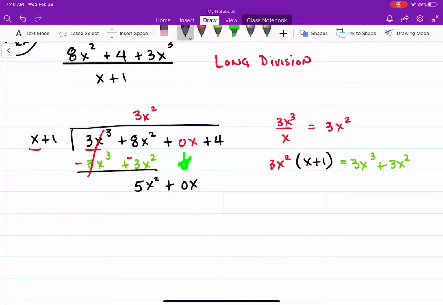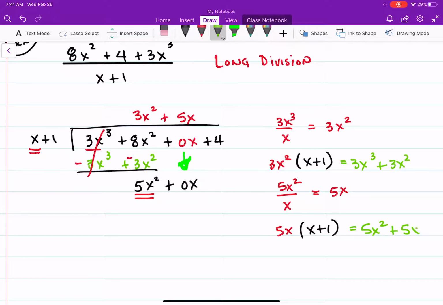Then we repeat the same steps all over again. So how many times does x go into 5x squared? So I go 5x squared divided by x, and that gives me 5x. So I'll put down plus 5x. Then we're going to take that 5x and multiply it with x plus 1. And what we'll get is 5x squared plus 5x. Then we're going to put that here, 5x squared plus 5x.